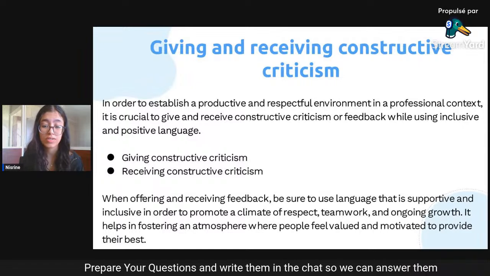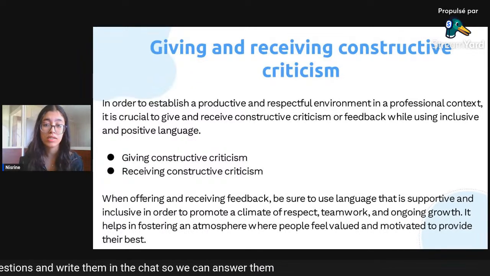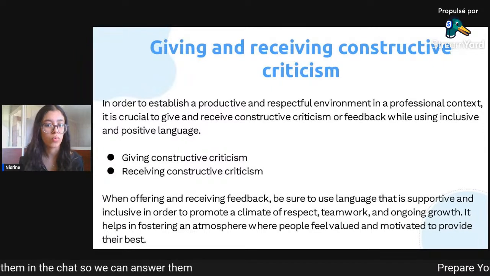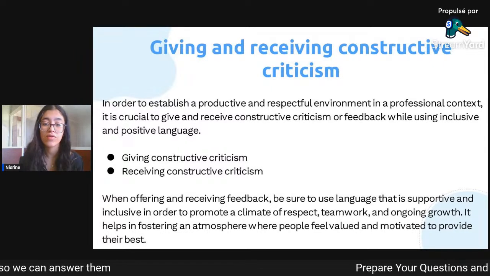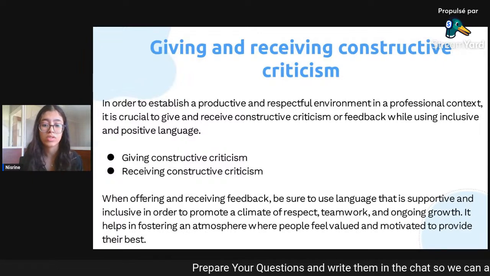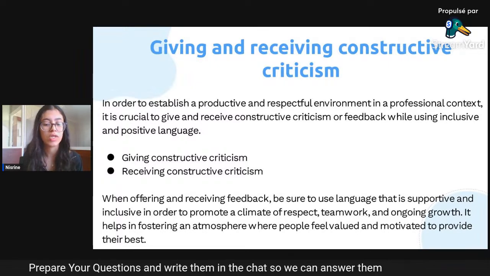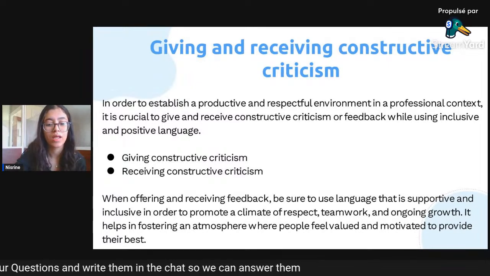And also express gratitude. Thank the person for their feedback because they were honest with you and told you what they were thinking. So, regardless of it being positive or negative, expressing gratitude is very important and it encourages the other person to be open for more communication in the future.